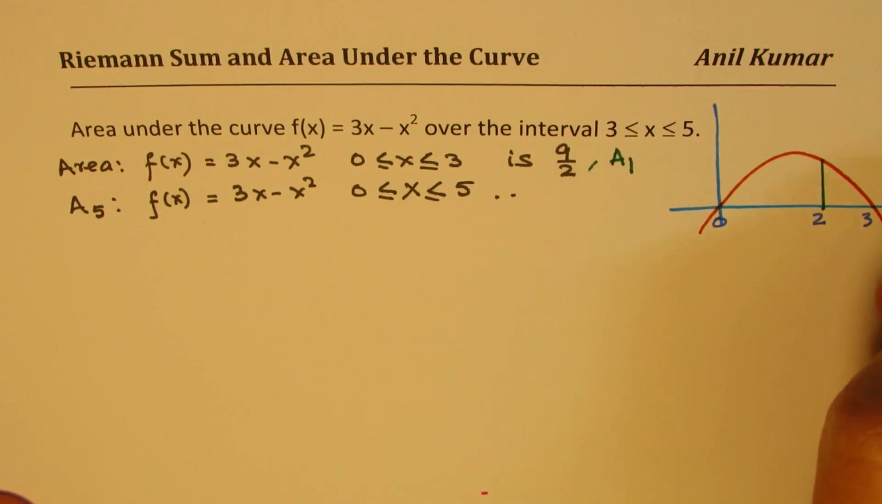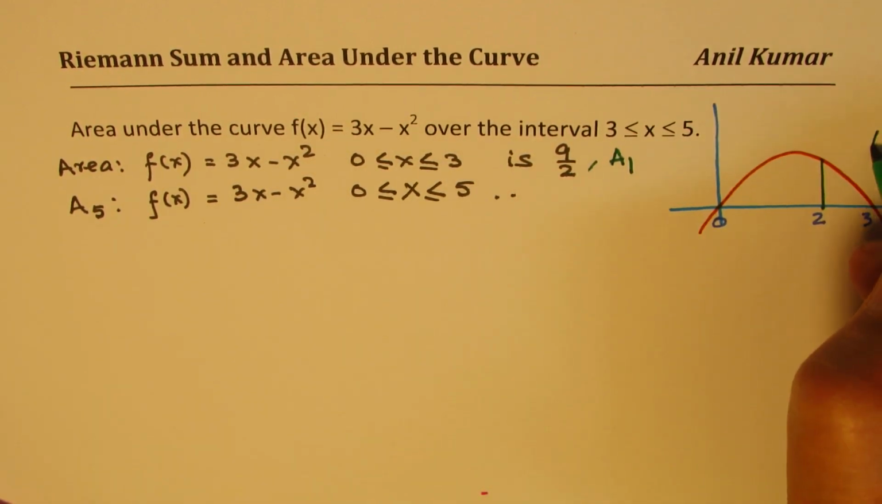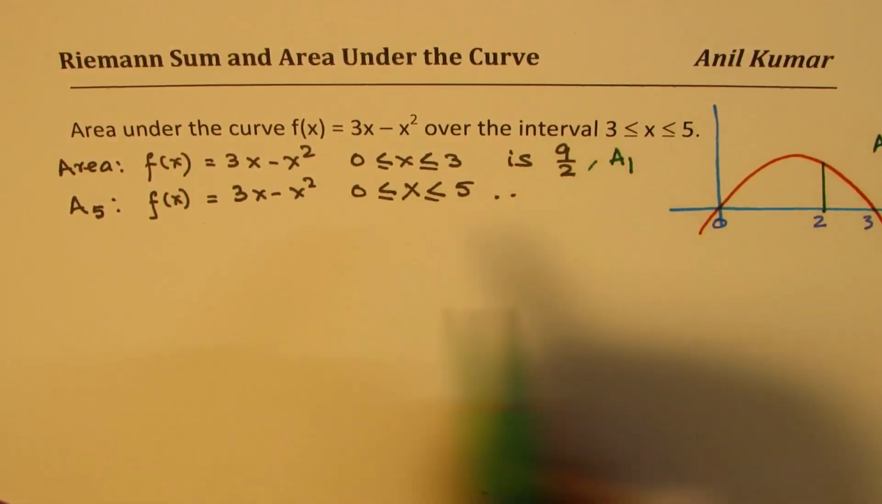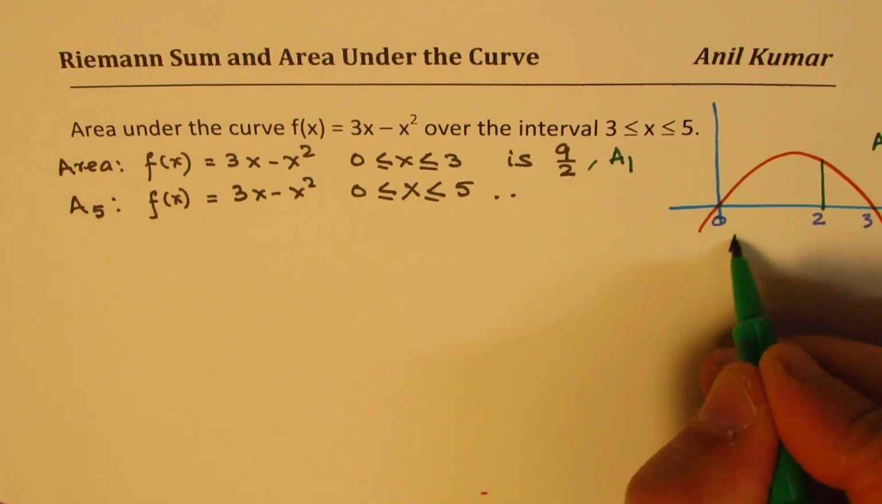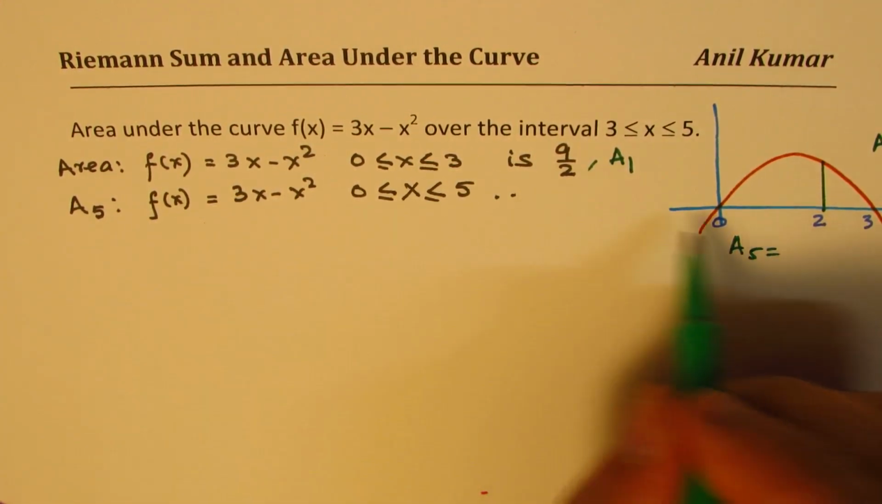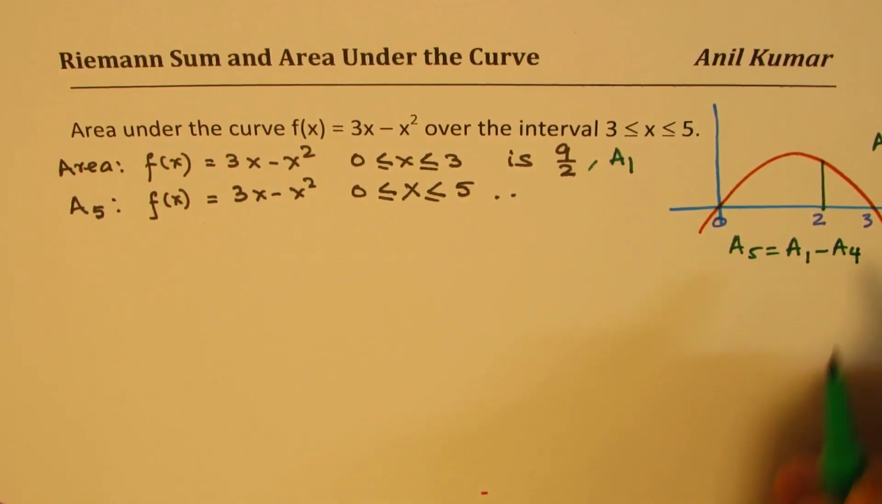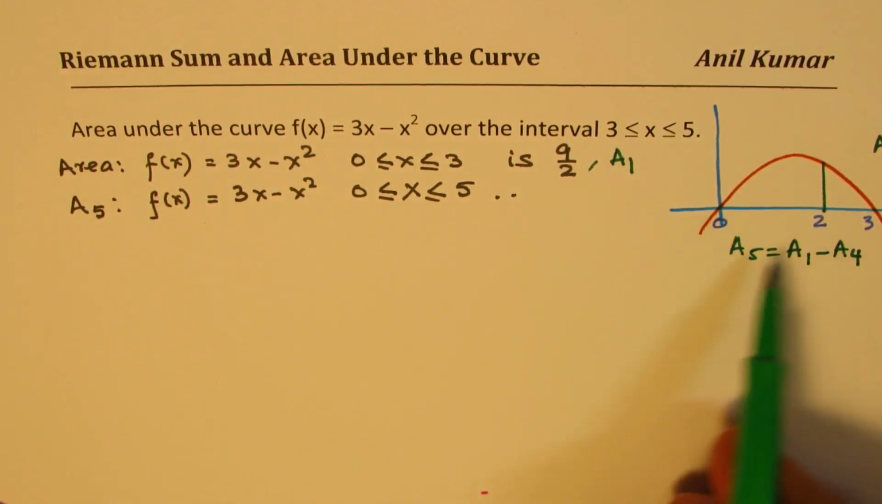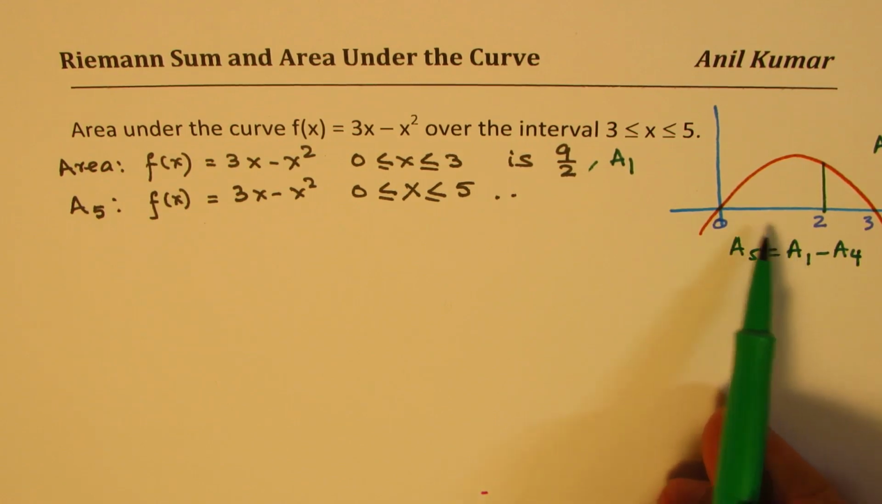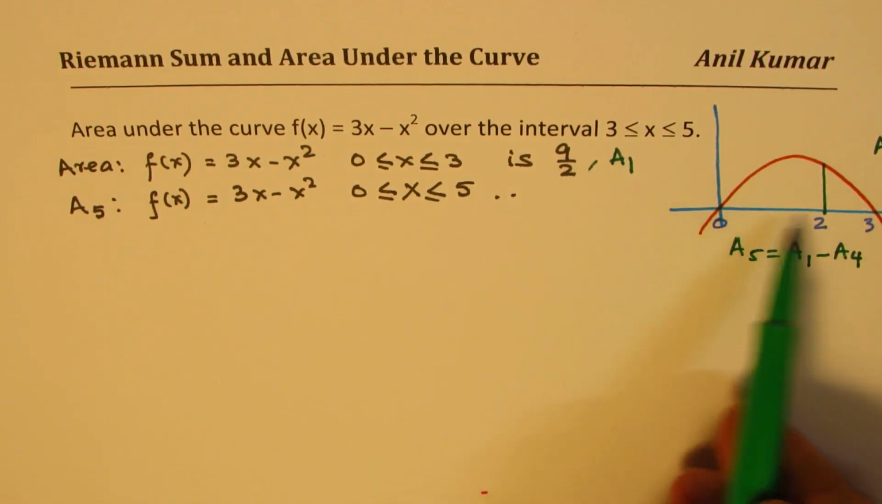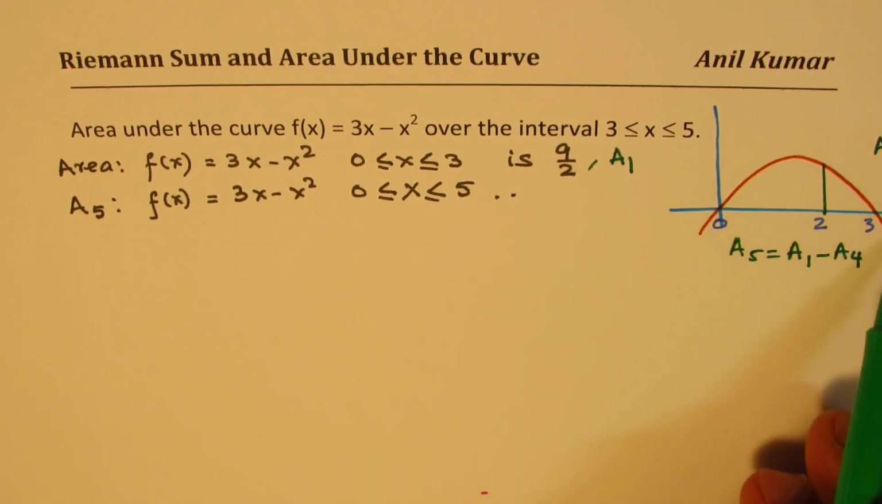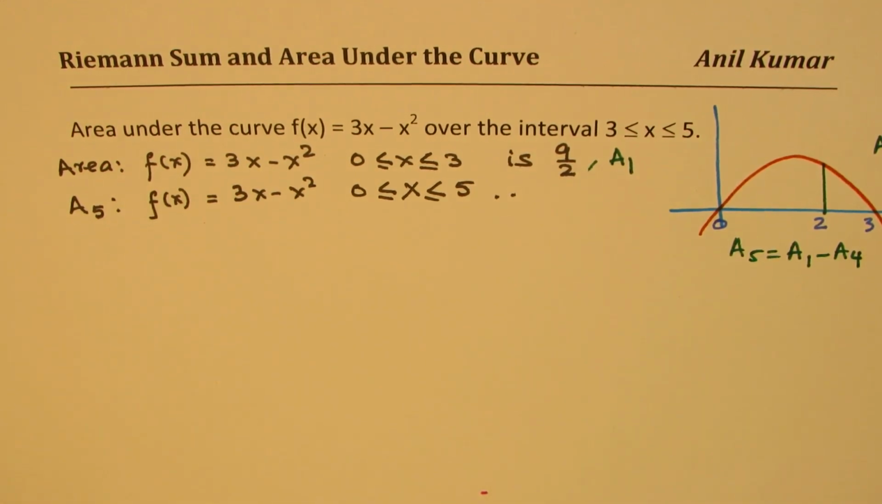So this area, let's call this area A4, right? Then A5 is going to be equal to A1 minus A4. So we'll find A4 by taking the big area minus the small area, right? So the big area will actually be smaller since this is a negative value, right? So I hope you understand the concept.